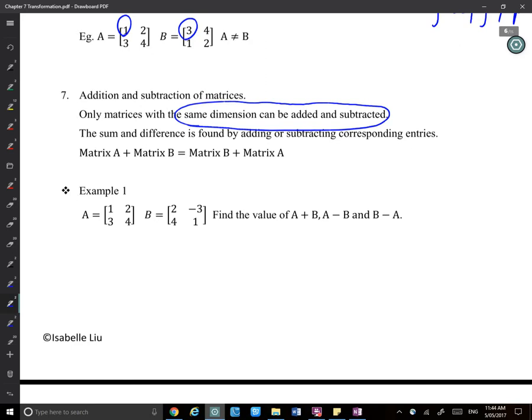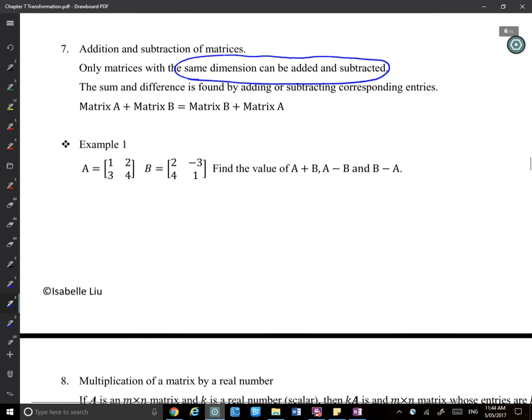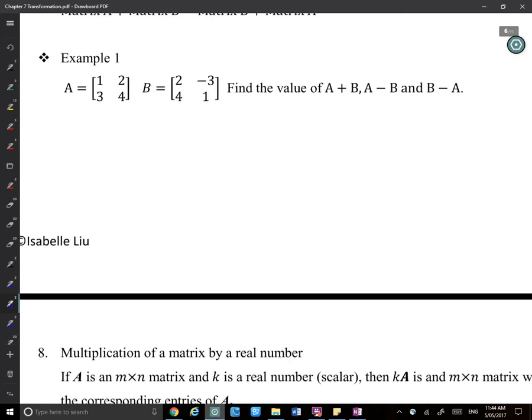So what does that mean? You will add row 1, column 1 from both of them. You will subtract row 1, column 1 for both of them. You will add row 2, column 1. You add row 3, column 3. So you add the same position numbers together or subtract them. Let's have a look at this example. It's hard to describe in words.